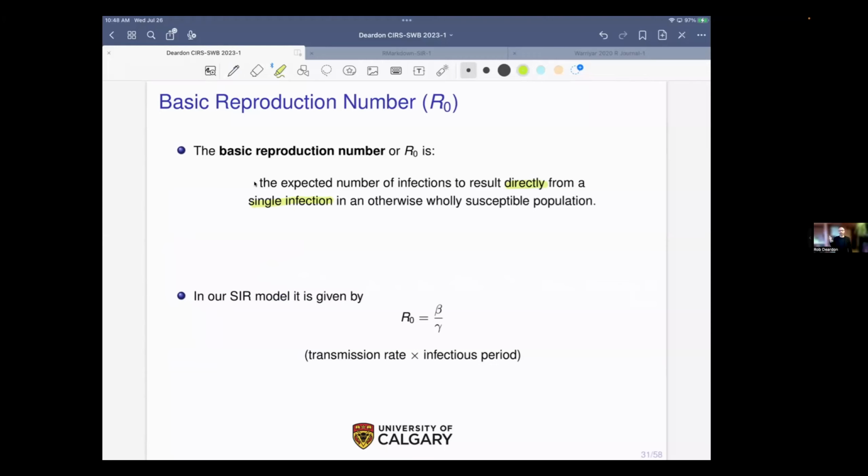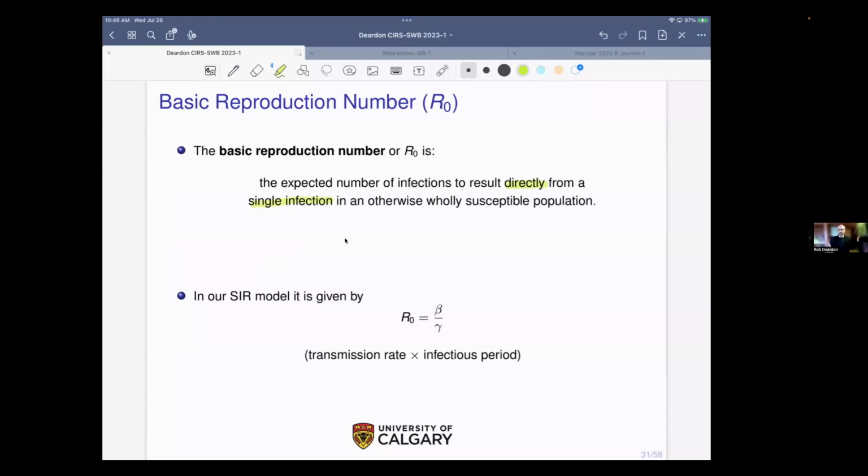And it's a useful metric because neither the transmission rate nor the infectious period on their own really tell you about the strength of the epidemic, right? A very large transmission rate but tiny infectious period might not give you a very strong epidemic. Right?